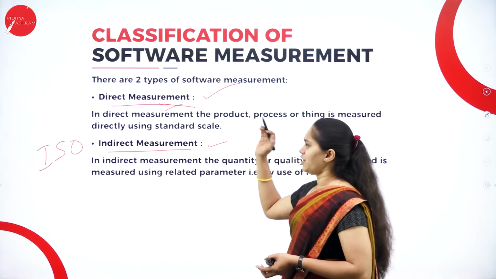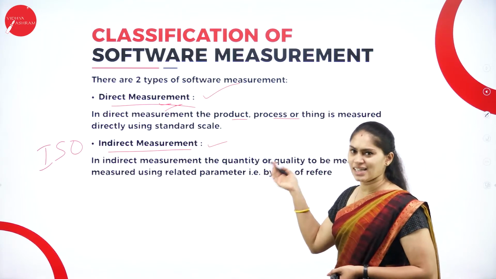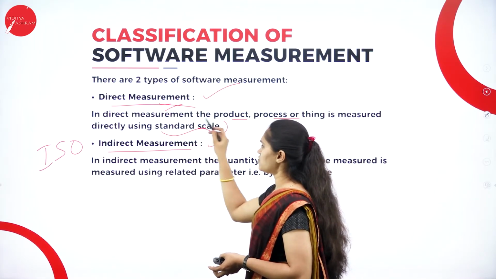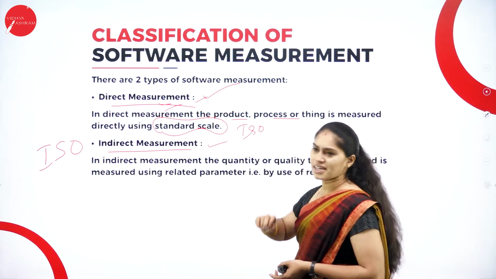In the same way, if we are measuring the quality of a software, a product, or a process, anything, it needs to be measured by making use of a standard scale which is given by the ISO. Then we are going to call that a direct measurement.